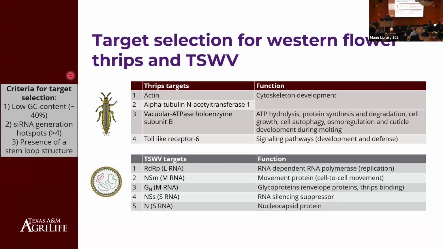We selected 4 targets from thrips on the basis of the key roles they play in thrips developmental processes, everything from cytoskeleton development to immune signaling. The targets were actin, tubulin, VAT-base, and toll-like receptor. And with tomato spotted wilt virus, we had 5 targets: the RNA-dependent RNA polymerase, movement protein, glycoproteins. These are basically different proteins involved in essential viral functions. And this was the criteria that we used for target gene selection.